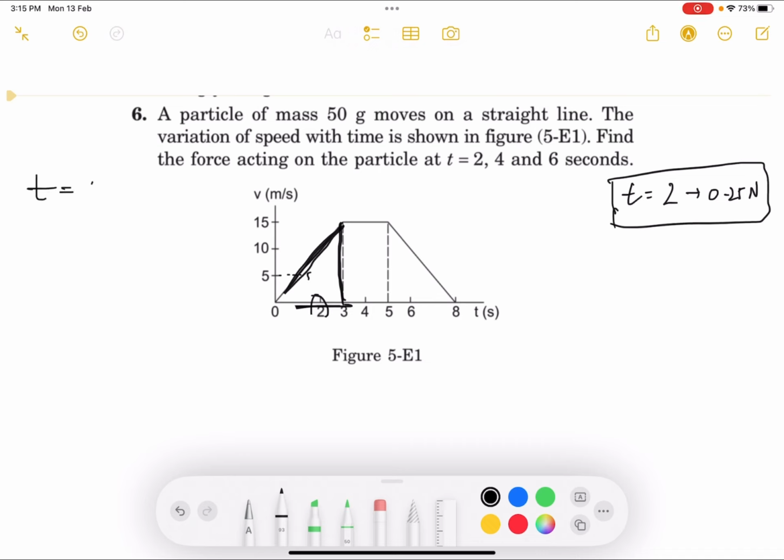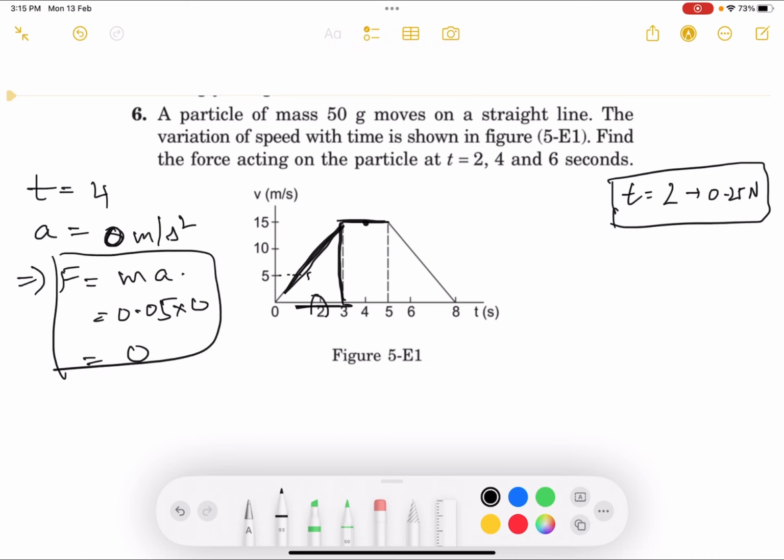Now, if t is equal to 4 seconds, this is 4 seconds. So the acceleration is what? It is the slope of this line. The line is a horizontal line parallel to the x-axis, which means that the slope is 0, which means that the acceleration is 0 meter per second square, which implies that force is equal to mass into acceleration. Mass 0.05, acceleration 0, which implies that our force is 0 newtons. So at t is equal to 4, force is 0 newtons.